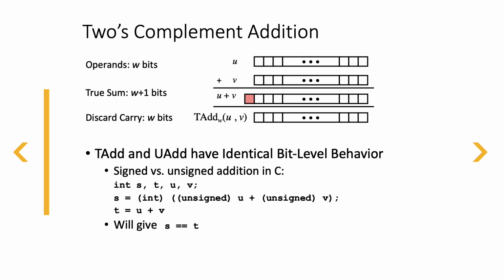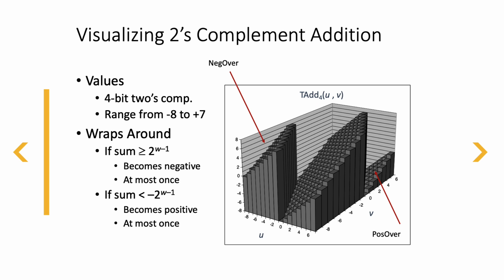So this changes the evaluations that we get out of the back end, but the actual initial procedure of just adding up the bits and discarding any carry is the same thing. So, as we might expect, when we visualize 2's complement addition, we end up basically just adding another plane, right? Because we're going to add more wraparound in case we overflow. If the sum is greater than or equal to 2 to the w minus 1, it becomes negative at most one time, because we can only ever end up with one carry bit potentially with a simple addition.